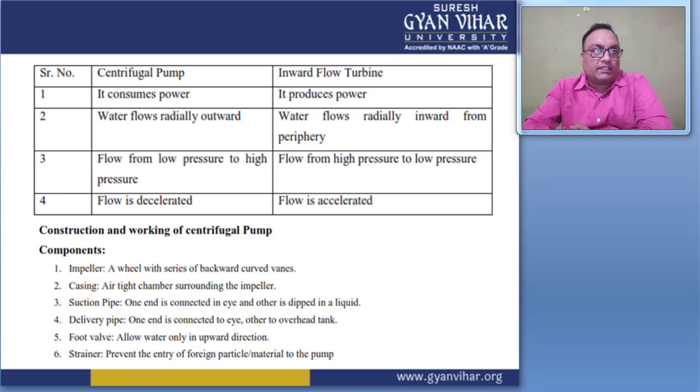In the third case, flow goes from low pressure to high pressure in the pump, and from high pressure to low pressure in the turbine. In the fourth case, flow is decelerated in the pump, and in the turbine flow is accelerated. So these are the differences between the centrifugal pump and the inward flow turbine. These differences give very good points about this.